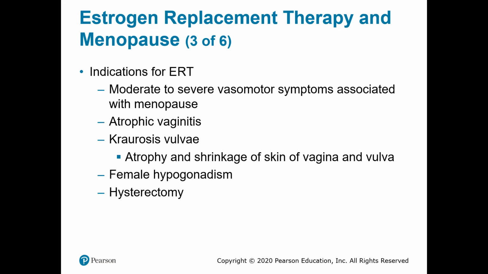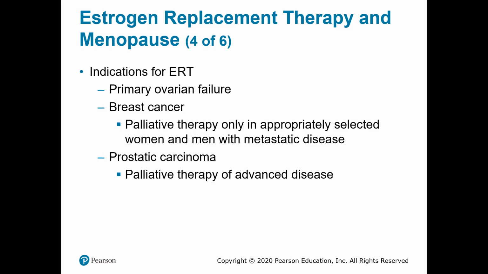So the bullet points along the right-hand side of textbook page 543 are going to provide some indications for estrogen replacement therapy, and those include moderate to severe vasomotor symptoms that are associated with menopause, atrophic vaginitis, kraurosis of vulva, which is atrophy and shrinkage of skin of the vagina and vulva. It's also indicated for female hypogonadism and hysterectomy.